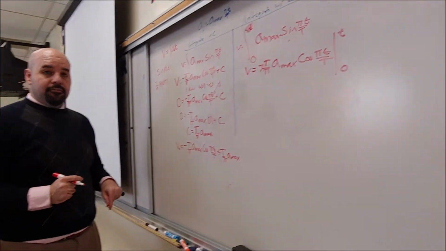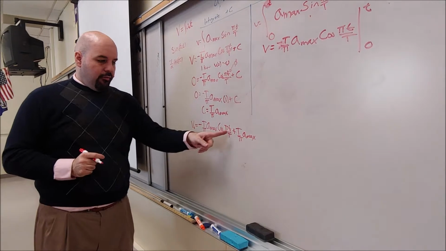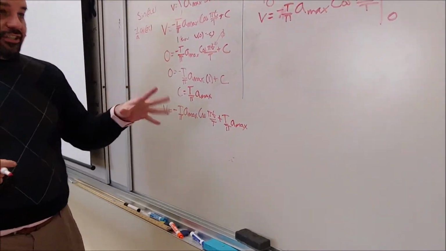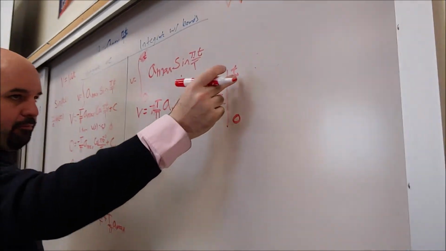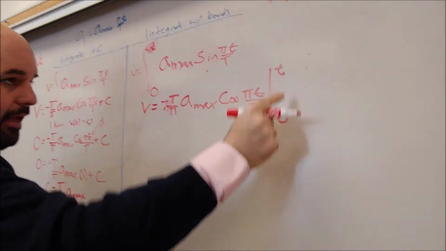Wow. I know. That's amazing. So if we put whatever time we have, we can put in here and solve for it. I should get the same thing over here. So what I'm going to do here is, now that I evaluated, I'm going to do it twice. I'm going to do the top bound minus the lower bound.